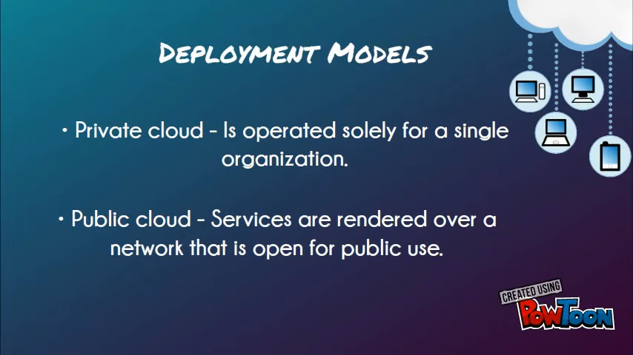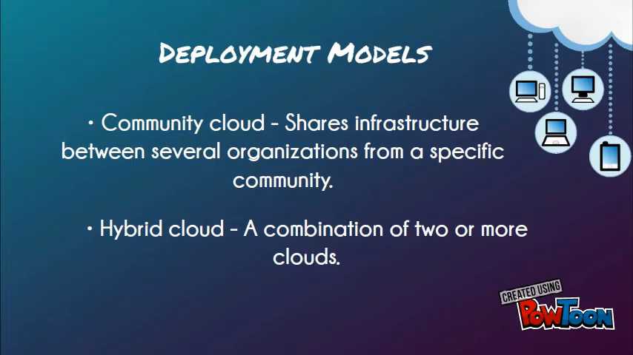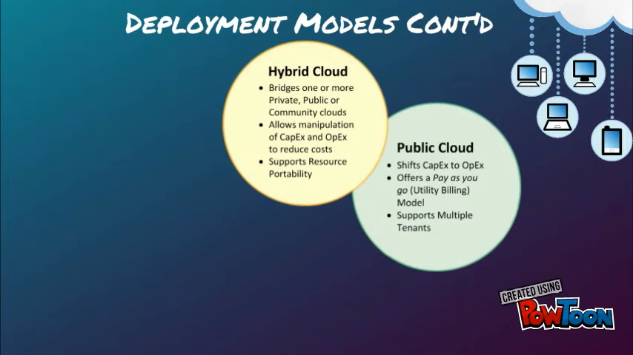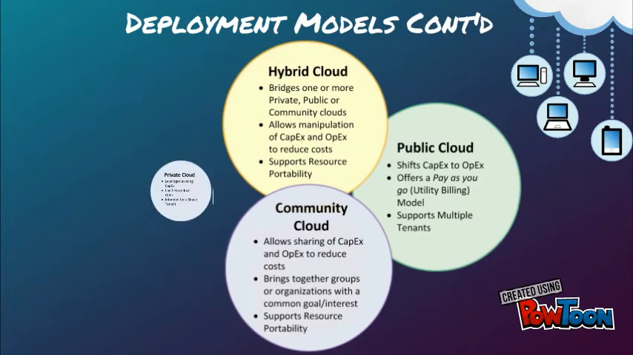Deployment models. Private cloud is operated solely for a single organization, whereas public cloud services are rendered over a network that is open for public use. Community cloud shares infrastructure between several organizations from a specific community, and hybrid cloud is a combination of two or more clouds. Here are a few extra points regarding the deployment models.